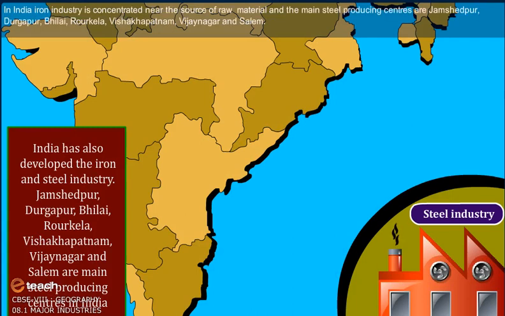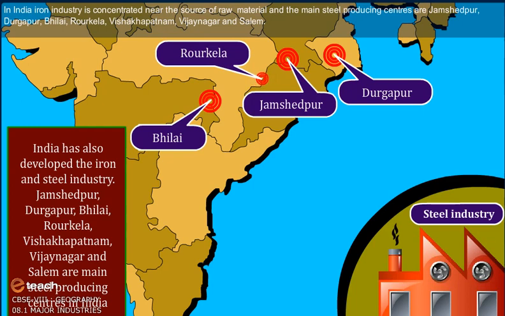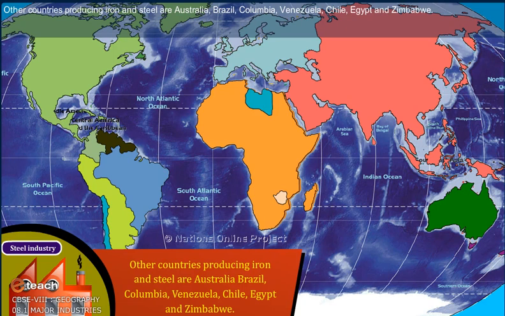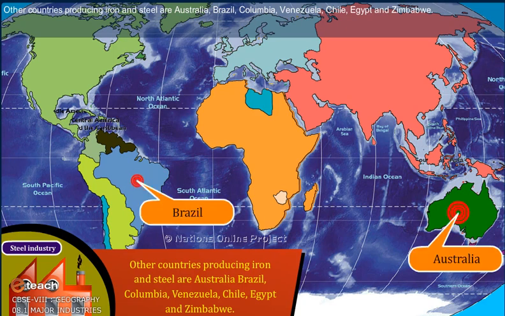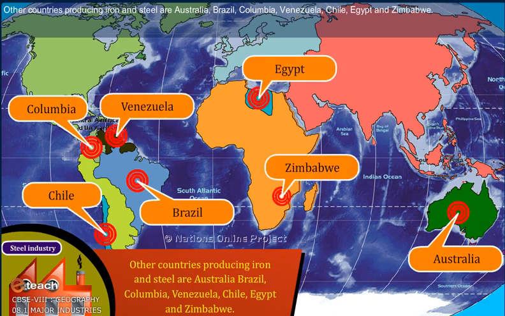In India, iron industry is concentrated near the source of raw material, and the main steel producing centers are Jamshedpur, Durgapur, Bhilai, Rourkela, Vishakhapatnam, Vijayanagar, and Salem. Other countries producing iron and steel are Australia, Brazil, Colombia, Venezuela, Chile, Egypt, and Zimbabwe.